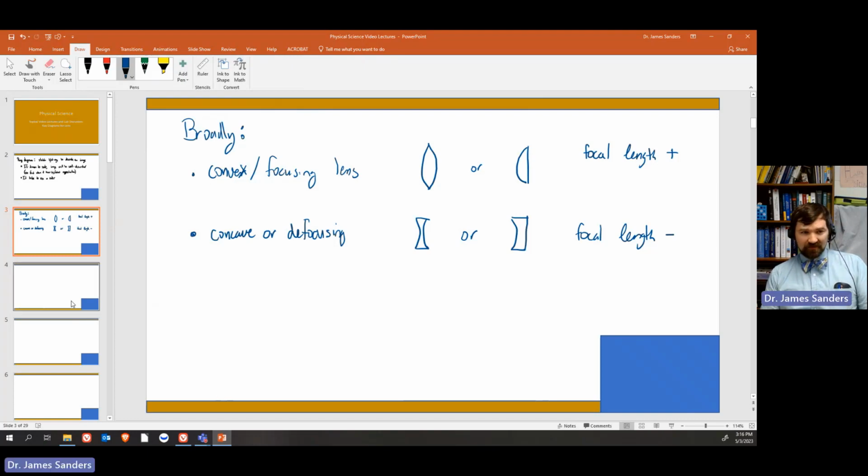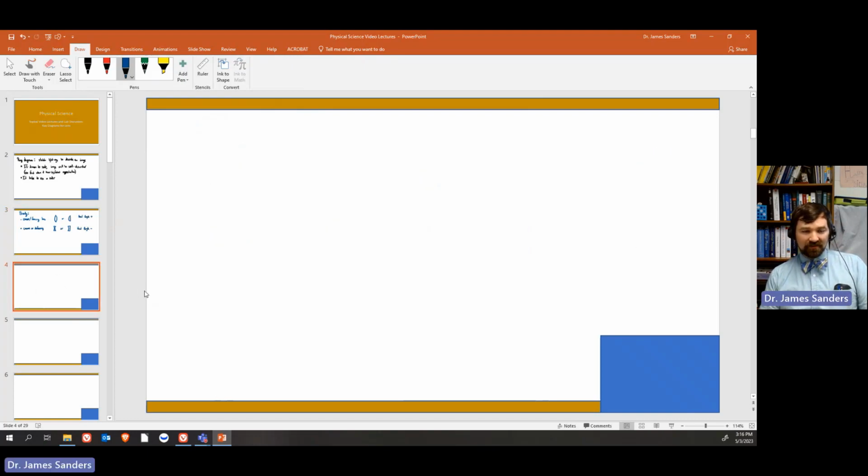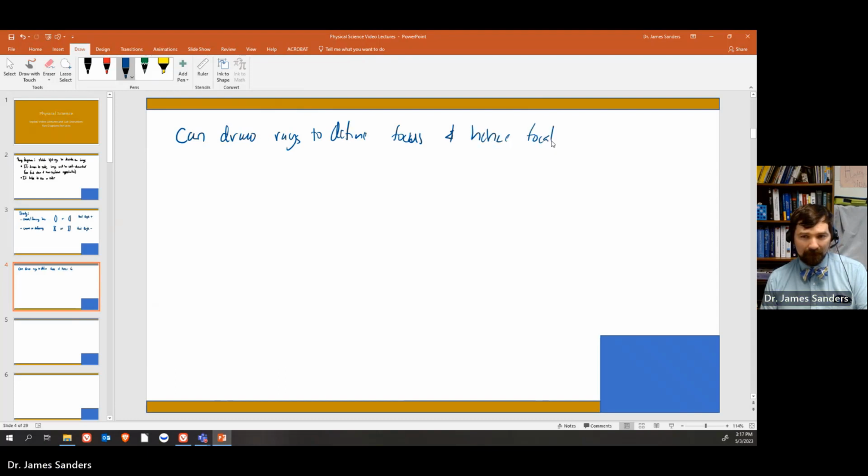For what it's worth, a very simple ray diagram for each of these can be drawn to find focal length. You can draw rays to define the focus and hence the focal length. So let's do an example of what that would look like.